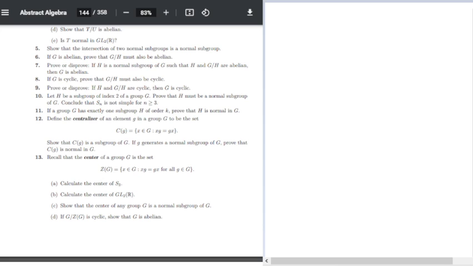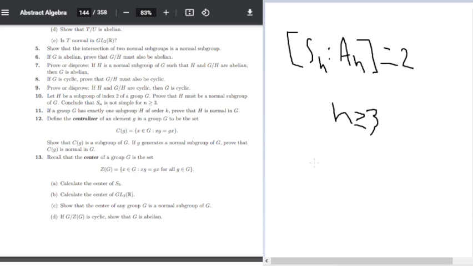And since the index of AN in SN equals 2, for n greater than or equal to 3, we have that AN is normal. Alright. Let H be a subgroup of index 2. Let H just be a normal subgroup. Okay.